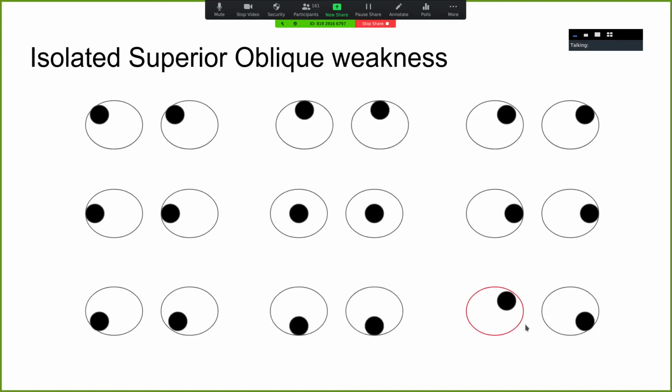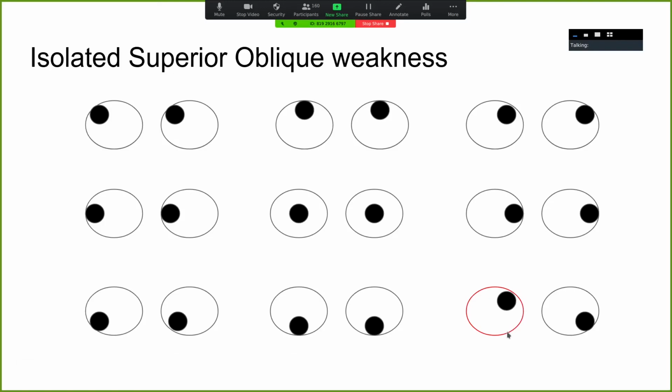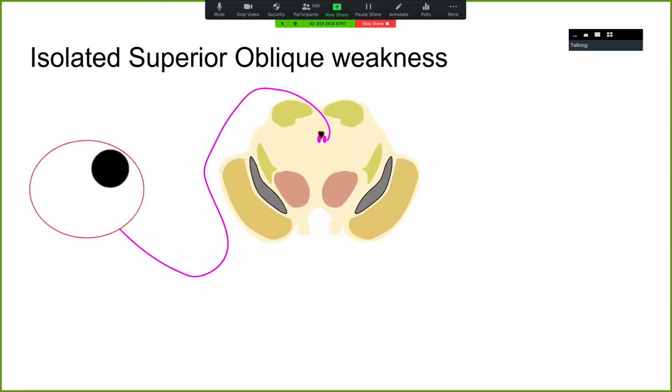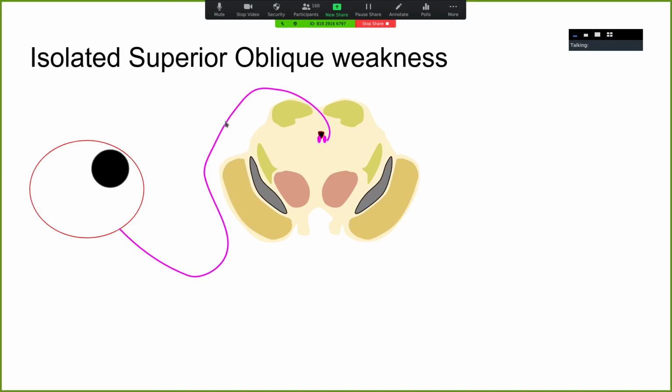So you complete your maneuvers and you see it's really just the intorsion, meaning the rotation of the eye towards the nose and down, is absent. So this is an isolated superior oblique weakness. So meaning the fourth cranial nerve, which crosses here in the dorsal aspect of the midbrain, travels all the way to the eyeball. So anywhere peripherally, due to the size of the structures here, it's impossible to occur on its own.